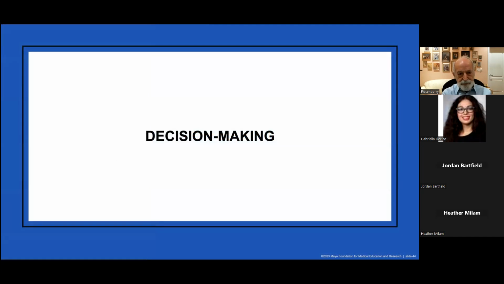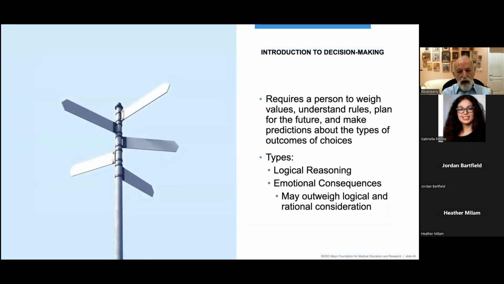Decision making requires a person to weigh values, understand rules, plan for the future, and make predictions about the types of outcomes of choices. This is perhaps one of the higher functions of the brain. It's found in logical reasoning, emotional consequences, and it may result in the selection of logical and rational considerations as opposed to more emotional consequences that are found in the mature brain. Next slide.